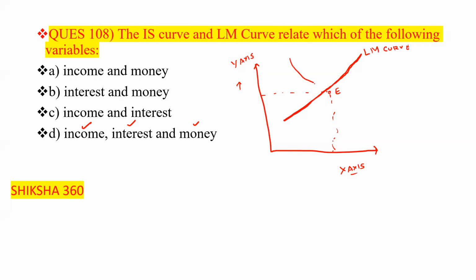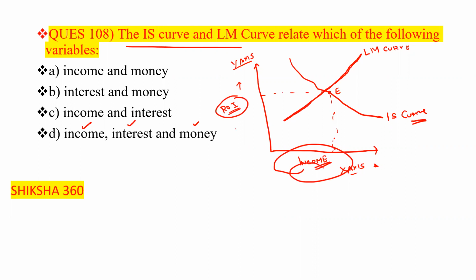Now I will draw one more curve. This one is the IS curve. Now what do I have to write on the y-axis and the x-axis? On the y-axis, the factor is the rate of interest. On the x-axis, the factor is the income. So the IS curve and the LM curve relate two variables, the rate of interest and the income.